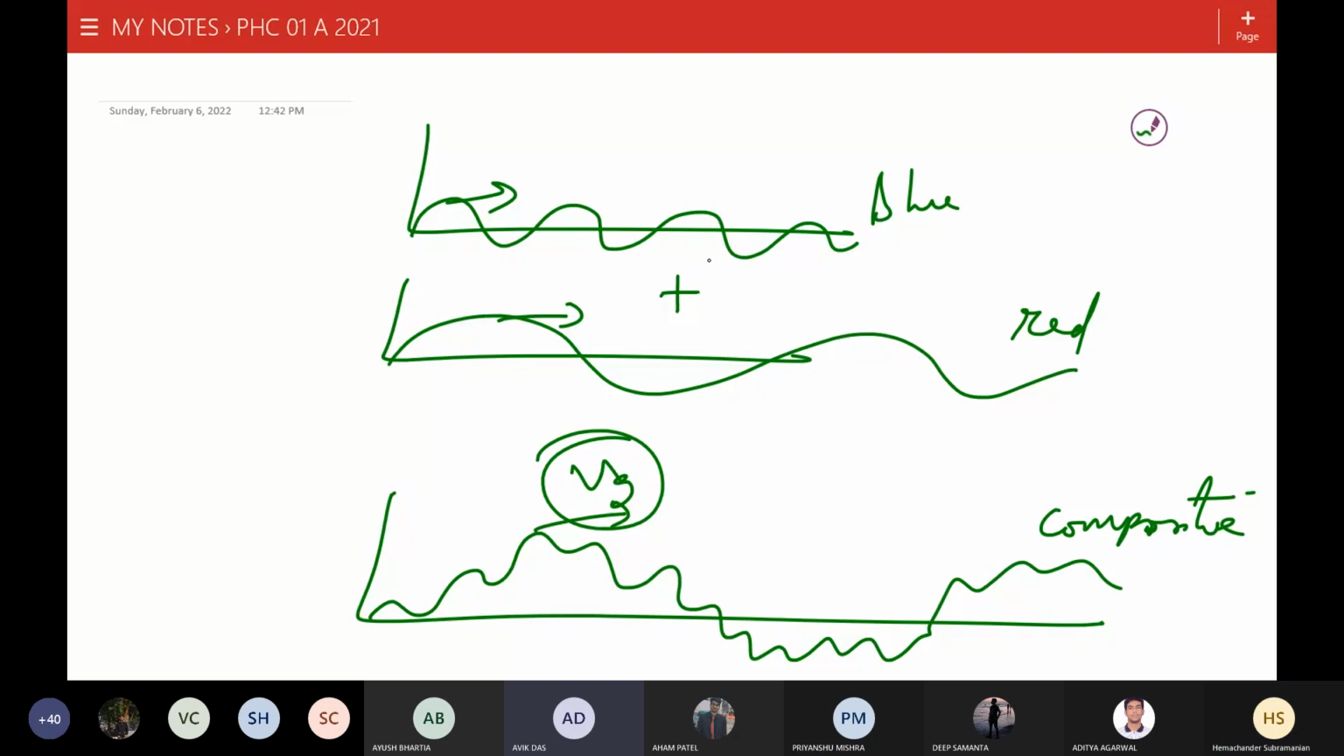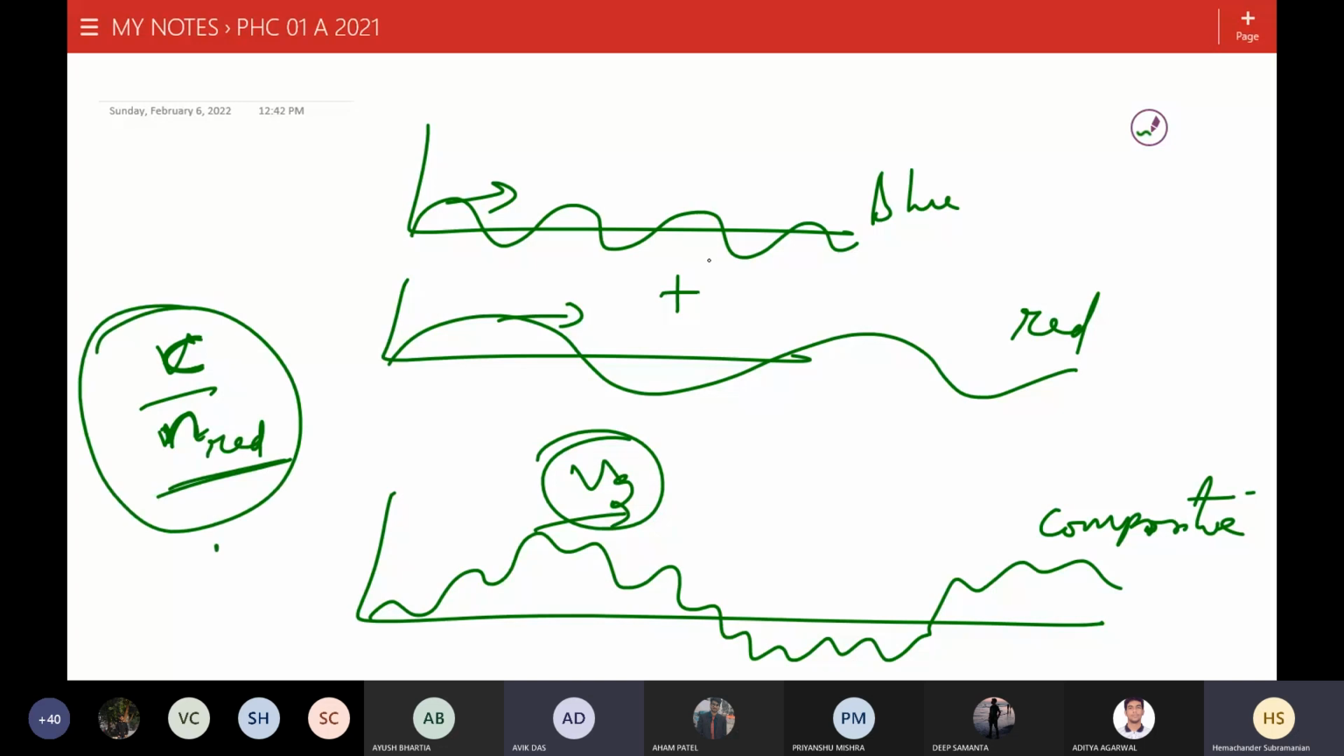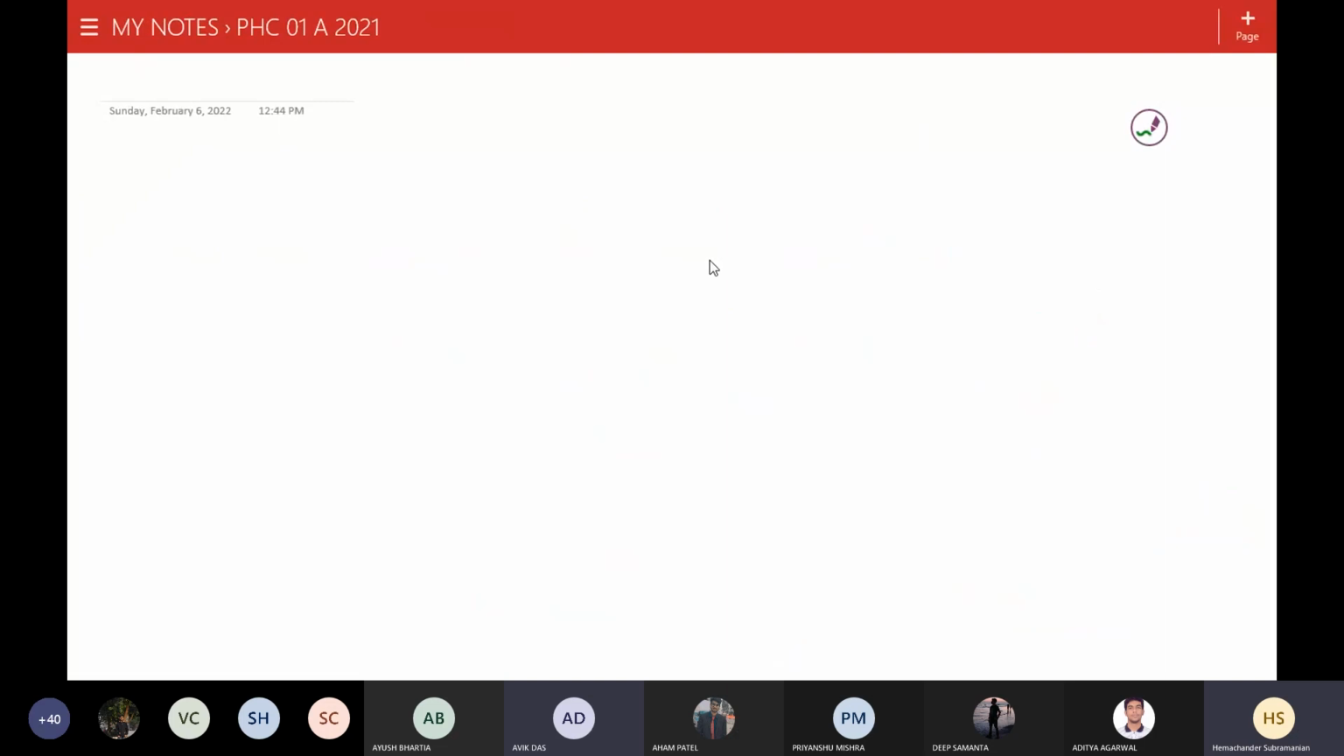If it is pure red light, then you can easily calculate the velocity. It's just c over n, the refractive index for red light. This is the velocity of the red light. This is the velocity of the blue light. But for a composite light, it is not as simple as that. You have to add them all together, and that gives the Vg. Does that make sense?